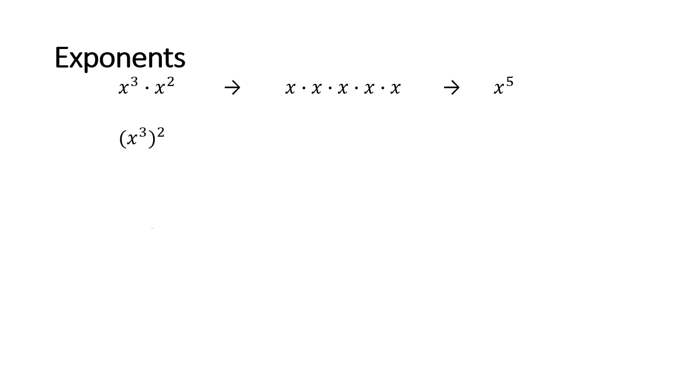Okay, now if you have x cubed squared, that's like saying x times x times x times x times x times x. So there would be a total of six x's, so that would be x to the sixth. Okay, that's another property of exponents.